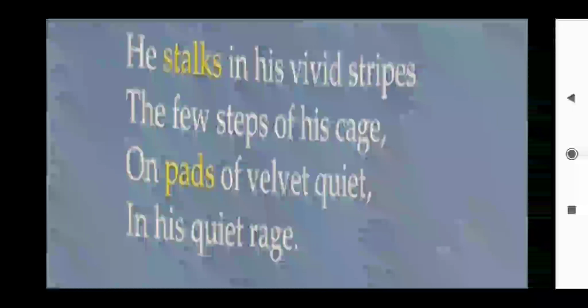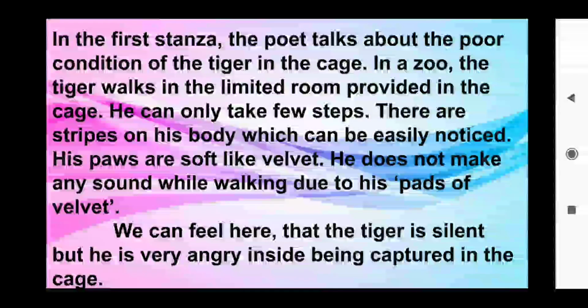He stalks in his vivid stripes, the few steps of his cage, on pads of velvet quiet, in his quiet rage.